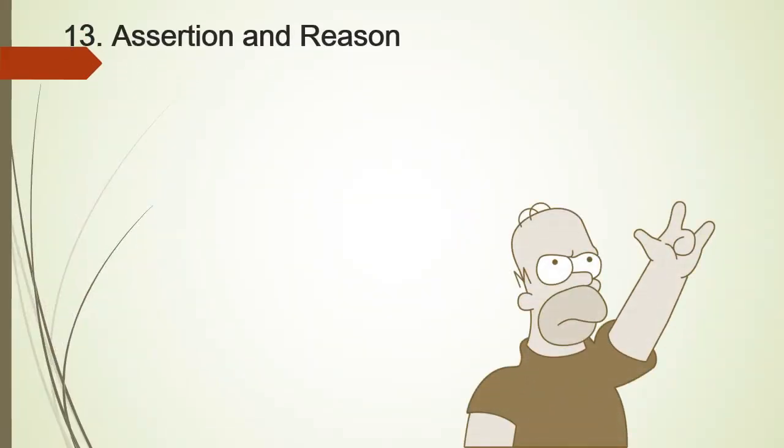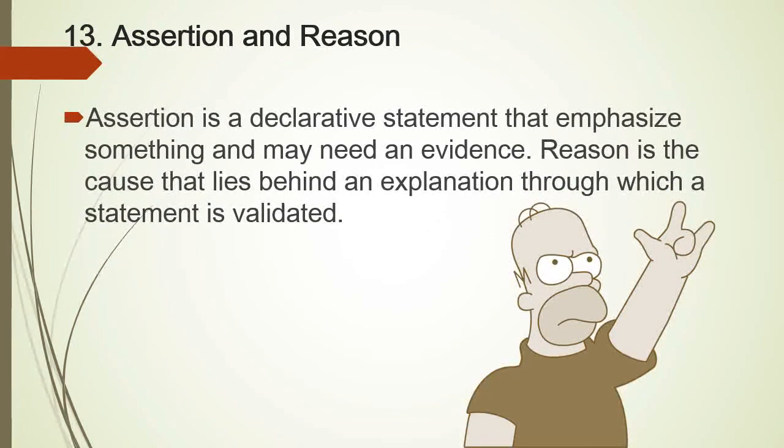The 13th classification in logical reasoning, verbal reasoning, is assertion and reason. Assertion is a declarative statement that emphasizes something and may need evidence. Reason is the cause that lies behind an explanation through which a statement is validated. Most of the things that are declared have a valid root cause or reason behind them, and assertion and reason help us to find out the reasons that underlie every declarative statement.